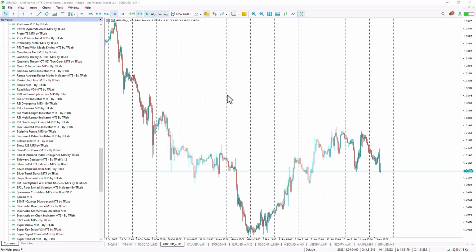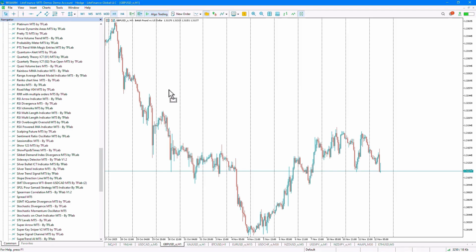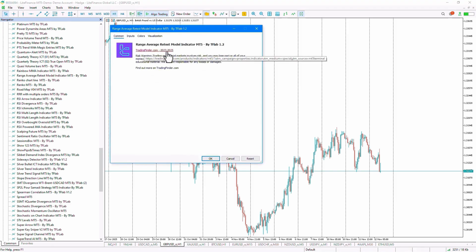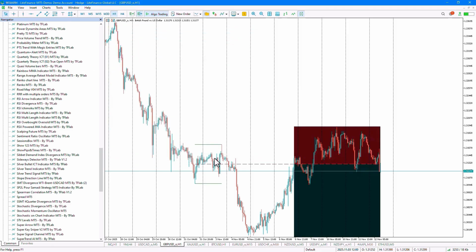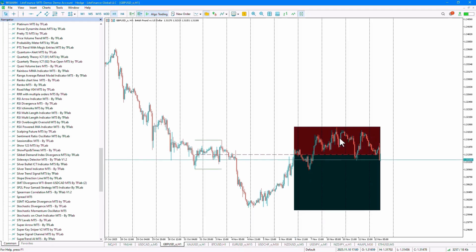From the Navigator section, we select the indicator file, and by dragging the file onto the chart, we run the indicator. Once the indicator is loaded onto the chart, it starts identifying entry points for trades and draws the stop loss and take profit zones on the chart.